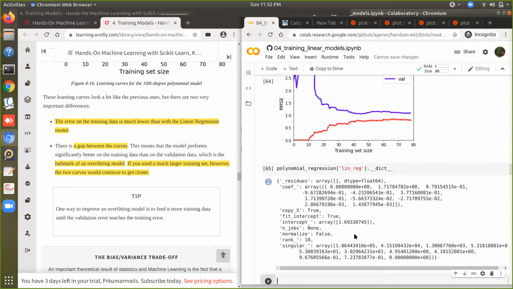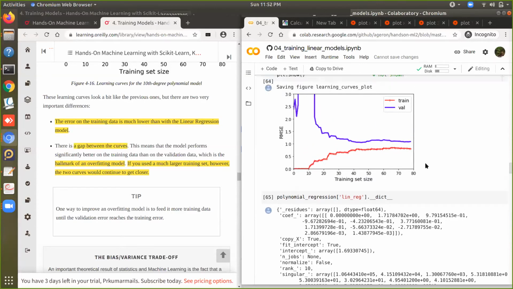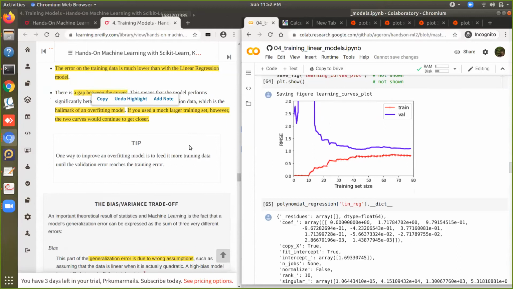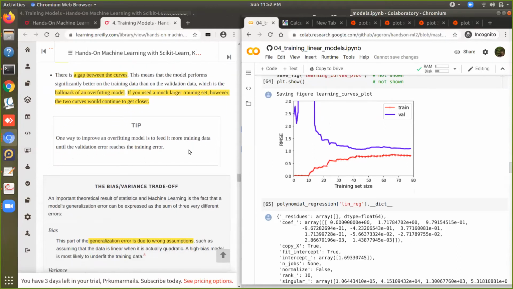So I think that's why we are a bit confused here. Here the RMSE is not dropping because we are gradually increasing the training set size. It's not epochs that we are looking at, it's training set size. I hope that helps a bit.